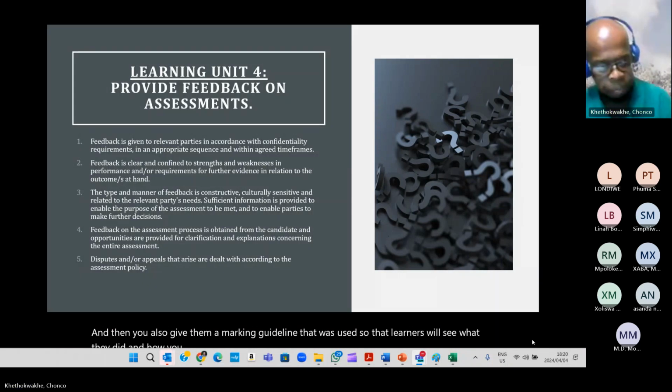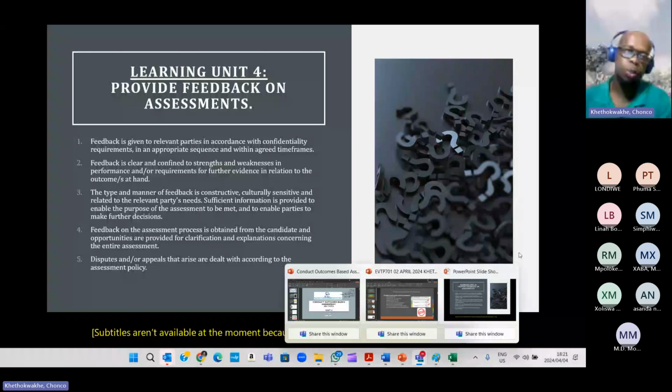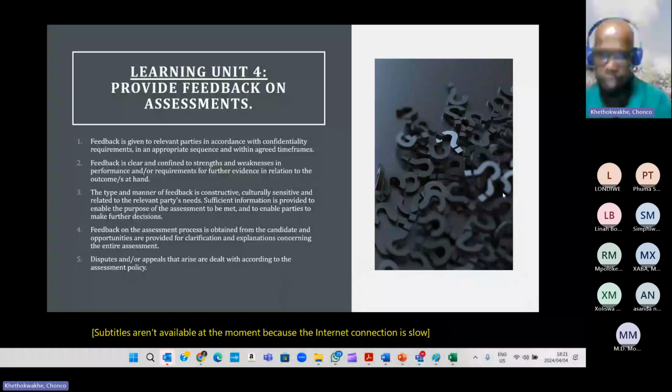In terms of telling your performance, feedback is clear and confined to strengths and weaknesses in performance or requirements for further evidence in relation to outcome. And you don't just tell a person that this is wrong without referring to a certain criteria or a certain performance standard that you are using in terms of evaluating that particular assessment.